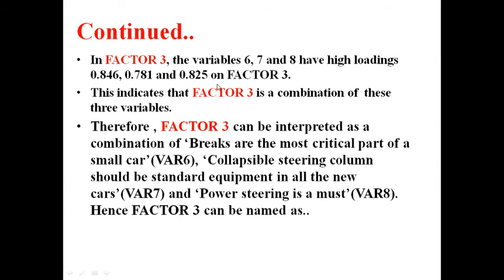In factor number 3, the variables 6, 7 and 8 have high loadings, that is 0.846, 0.781 and 0.825 on factor 3. This indicates that factor 3 is a combination of these three variables. Therefore, factor 3 can be interpreted as a combination of: brakes are the most critical part of a small car, variable number 6; collapsible steering column should be standard equipment in all the new cars, variable number 7; and power steering is a must, variable number 8. Hence, factor 3 is a combination of all these three variables. And what should be the name? The name is safety. So we have converted these 10 variables into three factors.